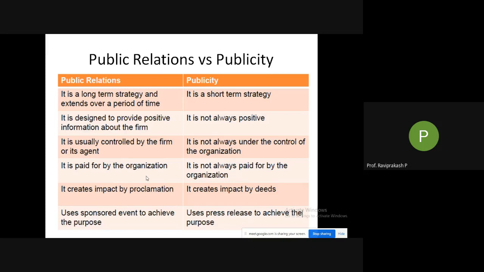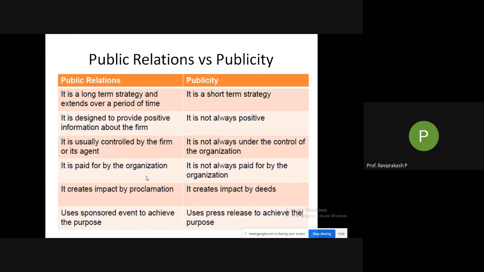It is basically a campaign which is done from scratch. So the objectives, how it is done, the planning, the process and the different steps, all these things come under public relations. If you are doing public relations, it will cost you also. Publicity, on the other hand, is not always under the control of the organization. Positive or negative, it runs like wildfire in the market. PR is paid by the organization. Here, publicity, many a time, is not paid by the organization.